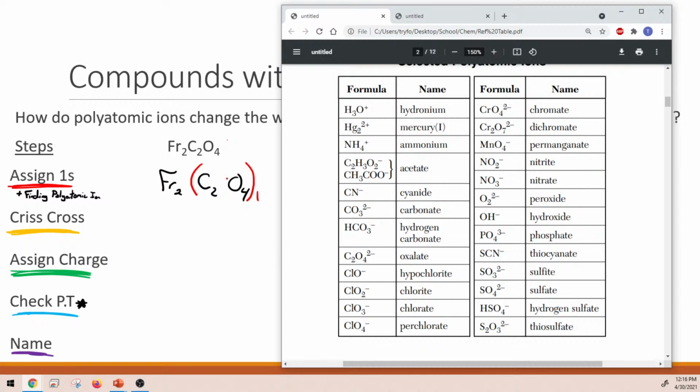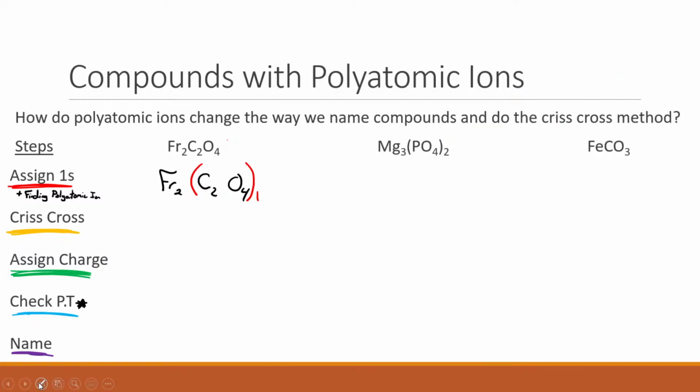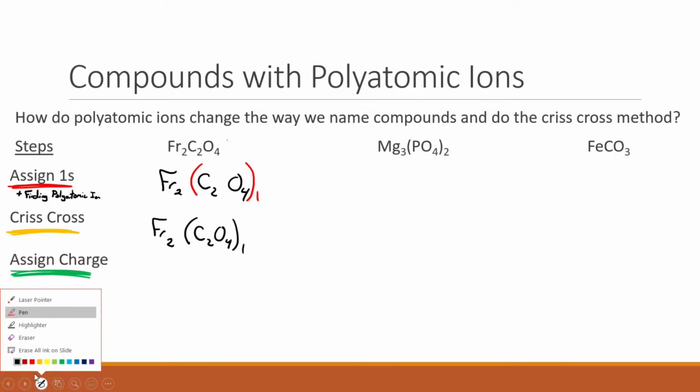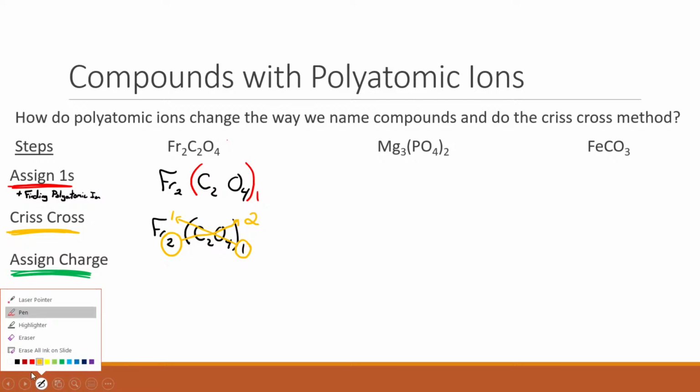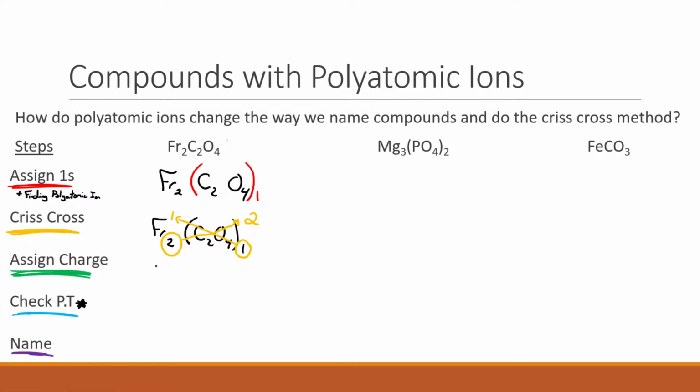We've got our francium and our oxalate, which means we can move on to our second step, which stays exactly the same as it was last time. We're going to take our 2 from the francium and bring it up and over to the oxalate. We're going to take our 1 from the oxalate and bring it up and over to the francium, which is going to bring us to assigning our charge.